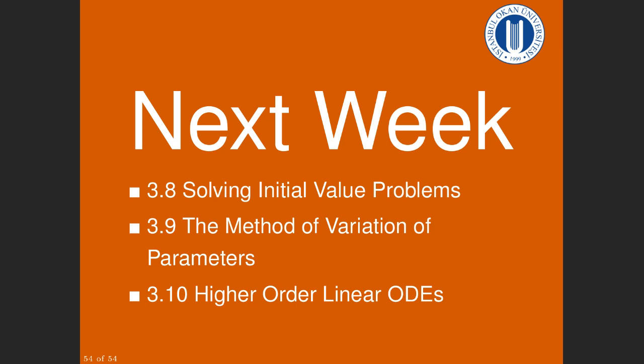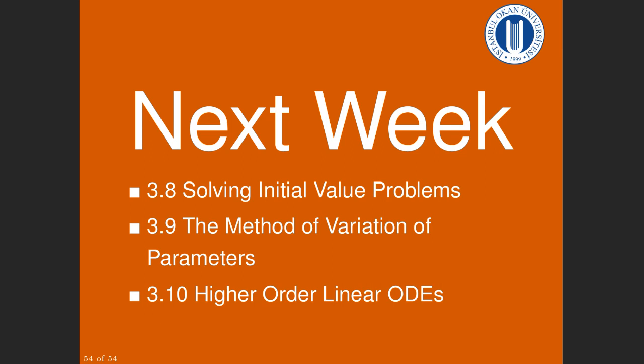Anytime you're trying to do the method of undetermined coefficients, if g includes the same functions as the solution to the homogeneous equation corresponding to the differential equation, you need to multiply by t and try again. If it still doesn't work, multiply by t again, and so on.